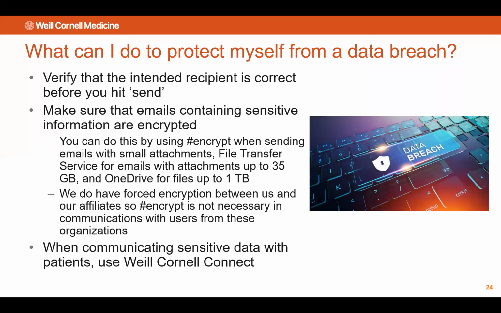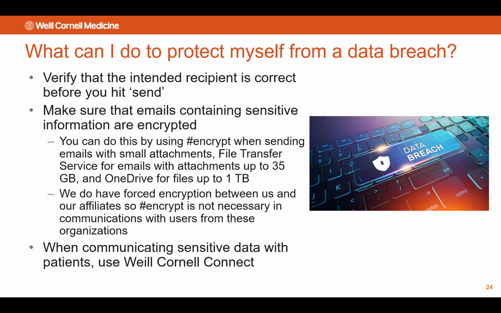So what can you do to protect yourself from a data breach? Before you send an email with any information, but especially sensitive information, make sure that you're sending it to the right person. Take a quick check to make sure it's the right email, it's the right person you're supposed to be sending the information to before you hit send. Also, make sure that emails containing sensitive information are encrypted, whether that be in the body of the email or the attachments. Sensitive information includes things like PHI, PII, financial data, and information similar to that.